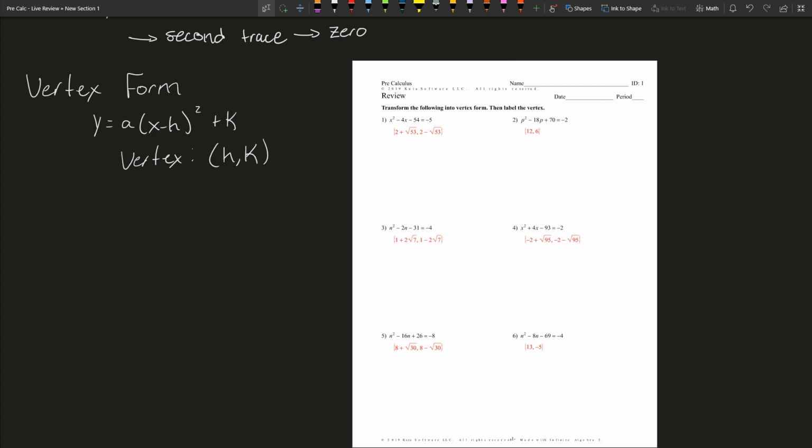Next thing we did was vertex form. So vertex form is just another form of a quadratic. You're used to seeing quadratics in a form that looks like this: x squared minus 4x minus 54 equals negative 5. That's standard form, and you will see it mostly in that form. But information isn't quite as easy to get out of that. Instead, we can use vertex form, and that form automatically gives us the vertex without doing any math.